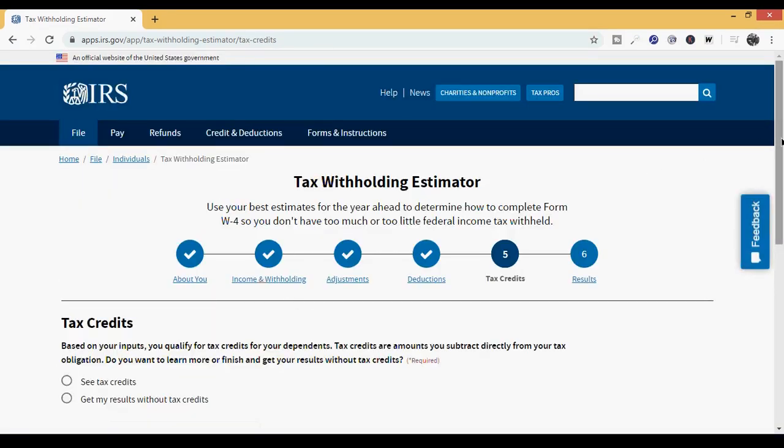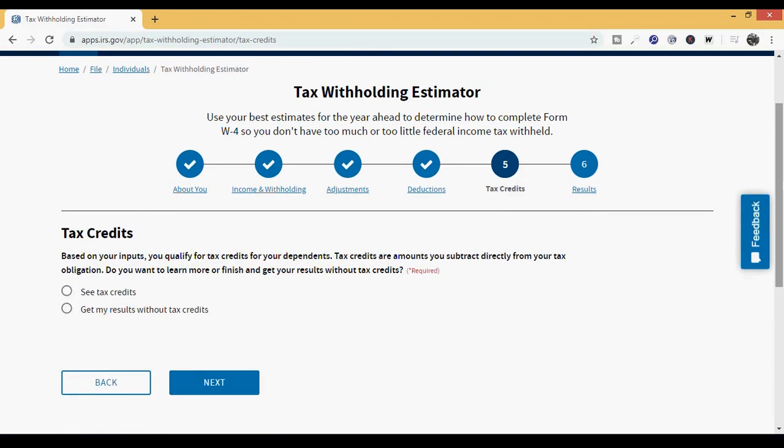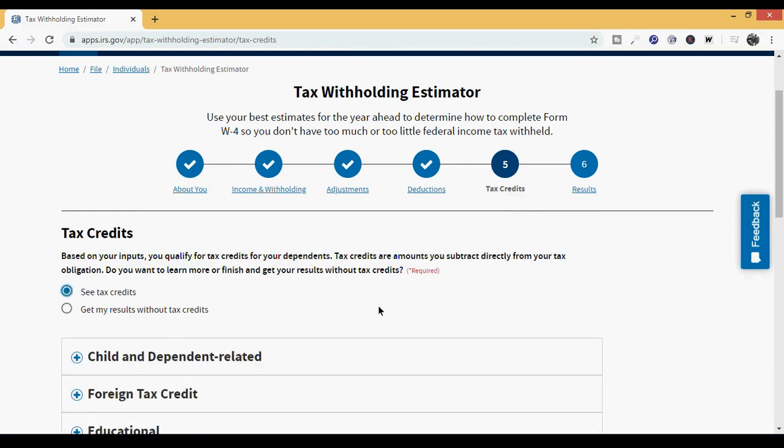All right, so now we're talking about tax credits. Based on your inputs, you qualify for tax credits for your dependents, right? Because they have 2 kids. Tax credits are amounts you subtract directly from your tax obligation. Do you want to learn more or finish and get your results without tax credits? Let's see the tax credits that we qualify for, or that we could qualify for.